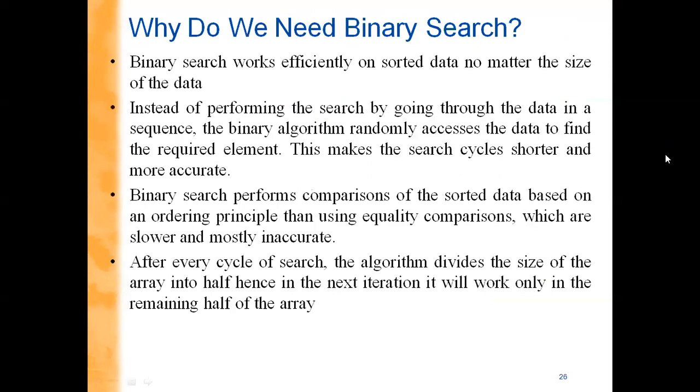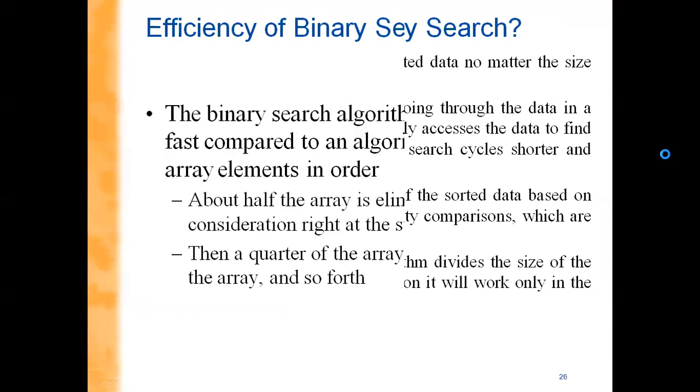Why do we need a binary search? Binary search works efficiently on sorted data, no matter the size of the data. Instead of performing the search by going through the data in sequence, the binary algorithm randomly accesses the data to find the required element. This makes the search cycle shorter and more accurate. Binary search performs comparison of sorted data based on an ordering principle, rather than using equality comparison, which is slower and mostly inaccurate. After every cycle of search, the algorithm divides the size of the array in half. Hence, in the next iteration, it will work only on the remaining half of the array.